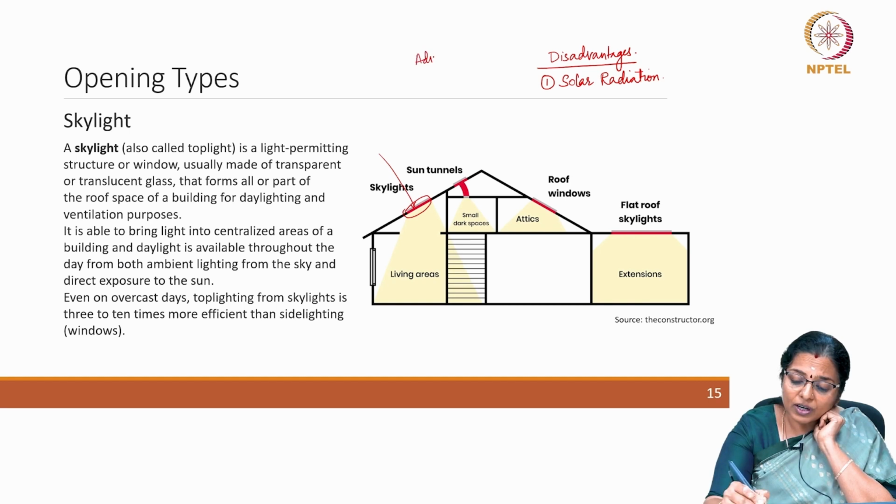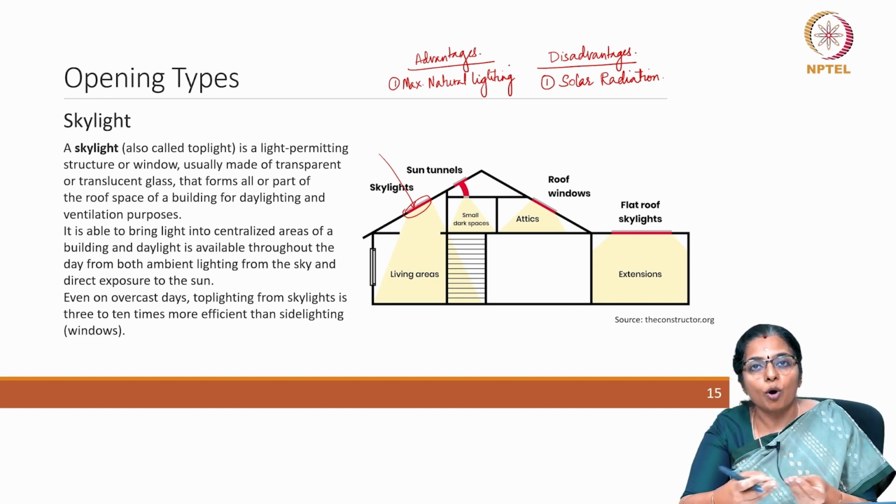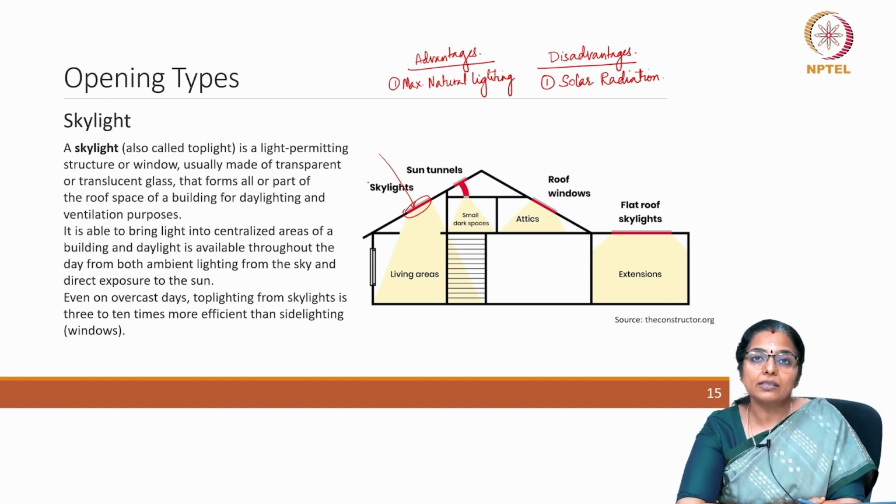There are several advantages. Advantages include maximum natural lighting. Also, light is a natural disinfectant. So, it is appropriate for areas which need to be dried immediately, instantaneously, and which have no opportunity of moisture on the floor. And this type of opening is a very good option for such spaces.